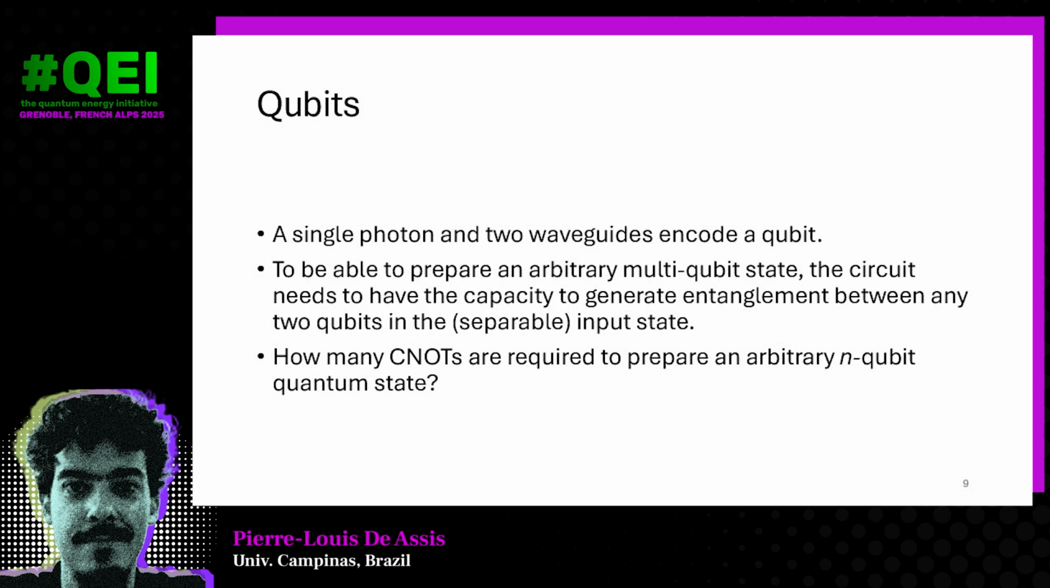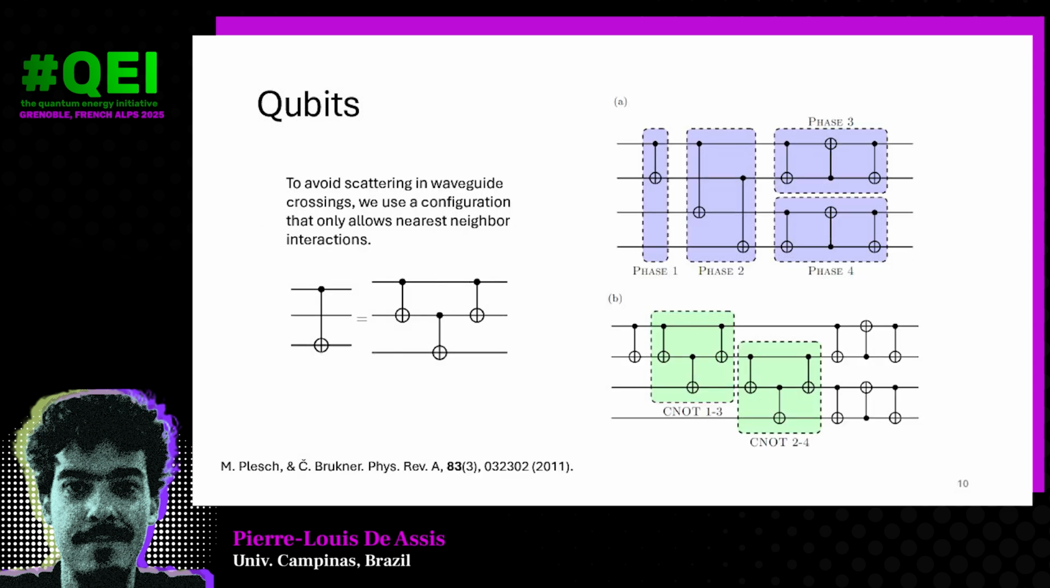But for qubits, the story is a bit different. Each qubit is encoded in a single photon and 2 waveguides. So this is a dual rail encoding. In order to prepare an arbitrary multi-qubit state, we need to generate entanglement, so we need CNOT gates. The question becomes, how many CNOT gates do we need to actually prepare this n-qubit quantum state? What we found in the work of Plesch and Brukner was this algorithm, which was the most efficient we could find, but it uses some long-range CNOTs.